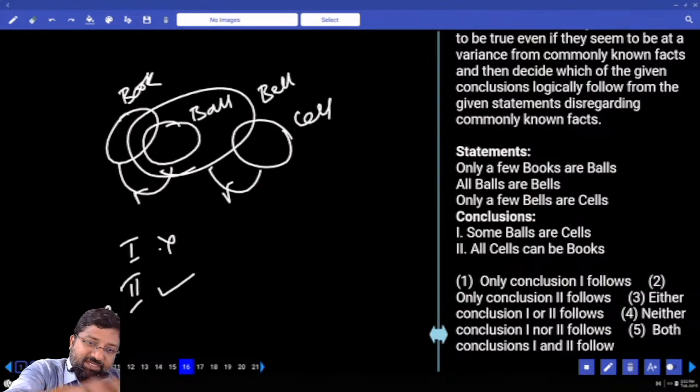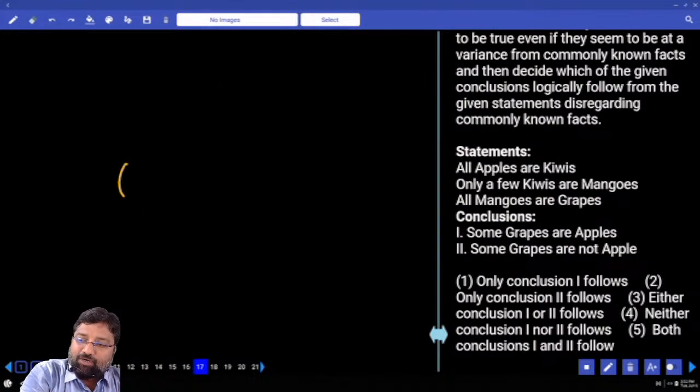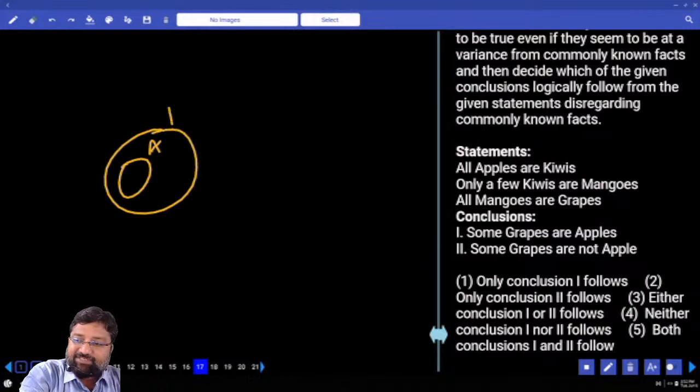possibility. If you want, I'll show you here. I can put all the cells here, and clearly this arrow gives permission for cell to go inside. Well, no problem at all. Can be means is a possibility. Is it really a possibility? Yes. So which option is my answer? Only 2 follows.